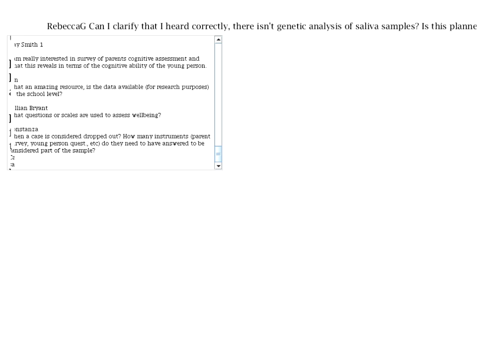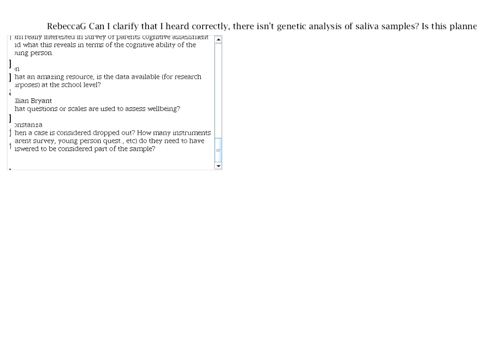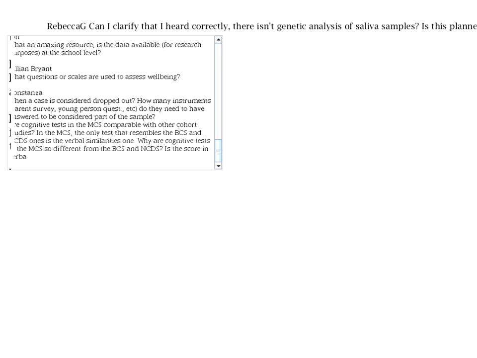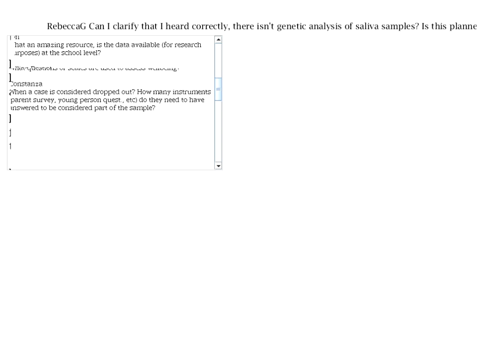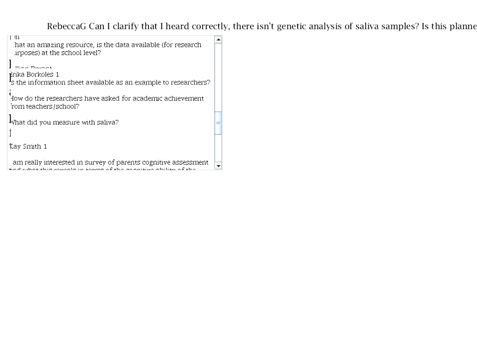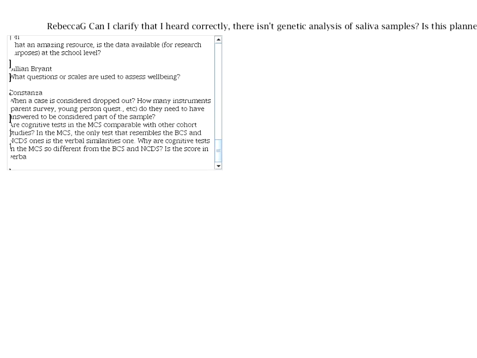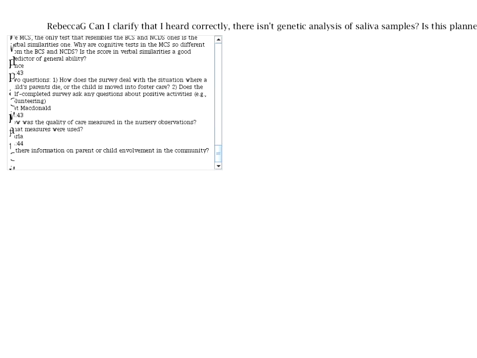There's a question that says, when a case is considered a dropout, how many instruments, parent survey, young person, do they need to have answered to be considered part of the sample? It tends to change at every survey, but to be included as a partial, they need to have completed at least one element of the survey.